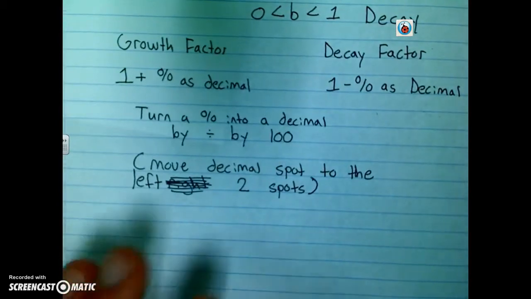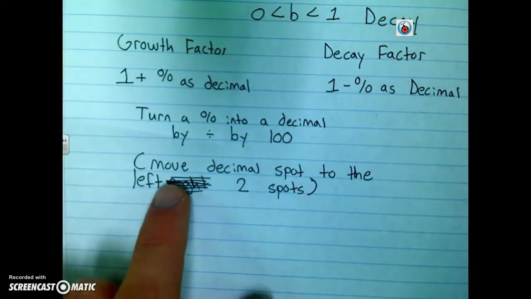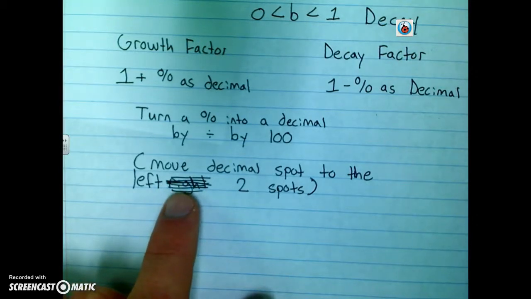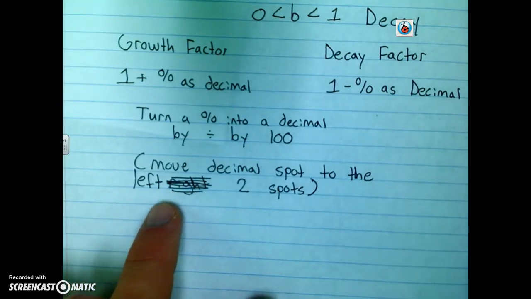And to turn a percent into a decimal, we know that we have to divide it by 100, which is the same thing as moving the decimal spot to the left 2 spots. It's easy to mess up on that. You see that I did that for a second.